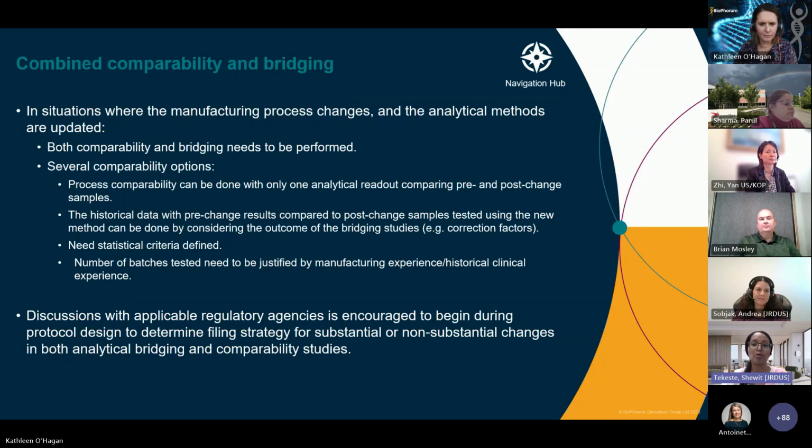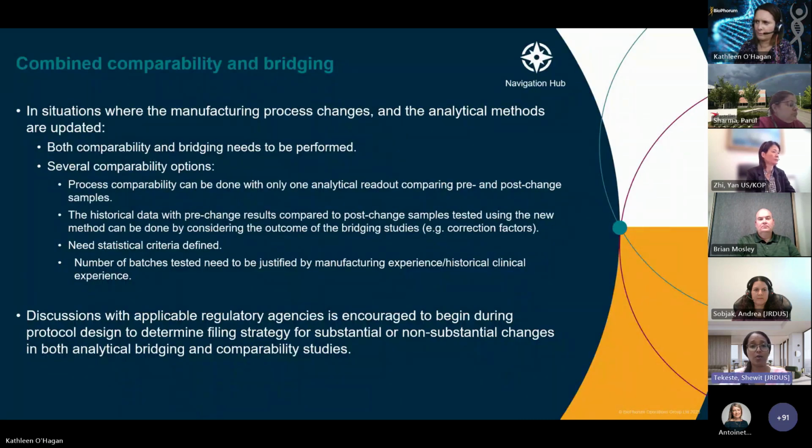Right about the same time, you're rolling out an improved process scale-up that was needed to meet the patient demands of your product. So in this situation, you must demonstrate both product comparability and analytical bridging to meet the regulatory requirements. In this case, you have several phase-appropriate options to tackle a combined study. You must determine which one works best for your company and for your product.